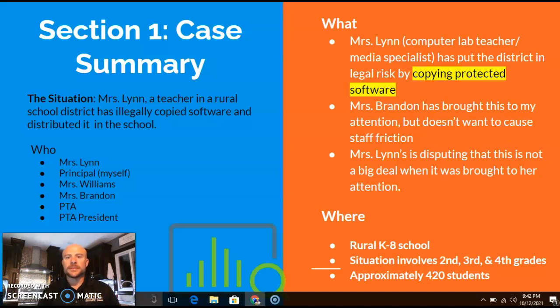The situation is Mrs. Lynn, the computer lab teacher, also media specialist in the library, has put the district in legal risk by copying protected software. Mrs. Brandon has brought this to my attention but doesn't want to cause staff friction. Mrs. Lynn is disputing that this is a big deal when I brought it to her attention. We are in a rural school district, grades K through 8. The situation currently involves second, third, and fourth grade teachers and approximately 420 students.